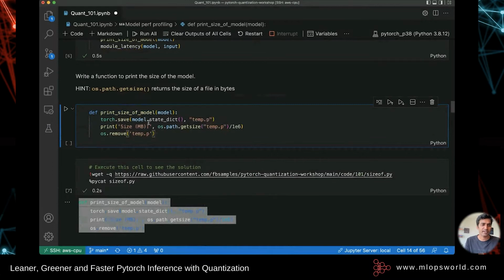This is what it exactly does. You're saving the state dictionary, that is all of the parameters of the model, into a temp file. You find the size of that file and you print it.